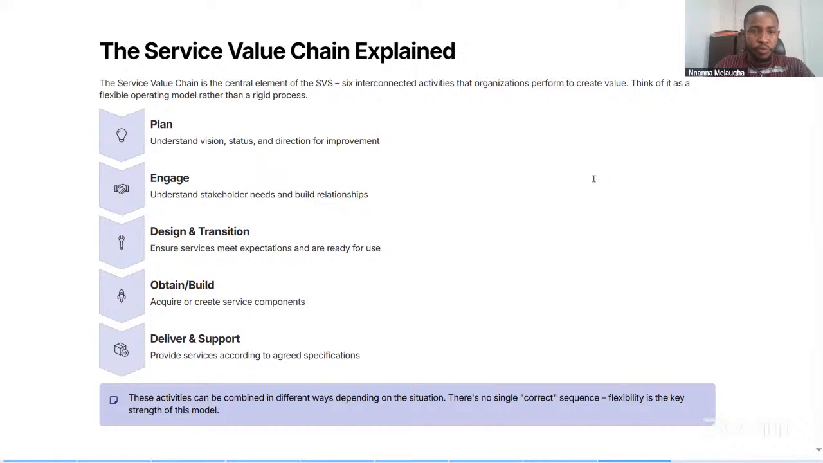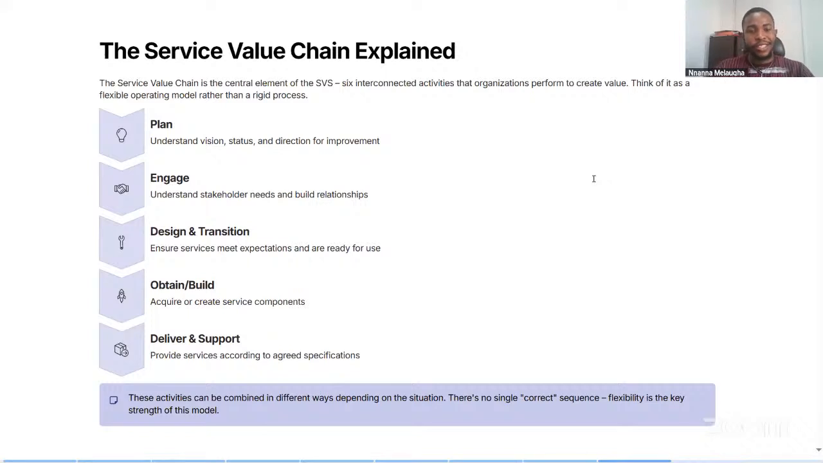So the first step could be plan. You have an issue or a series of issues in the office, for example, you're an IT professional, you need to plan, you need to understand the vision, the status and direction of improvement. You can make improvements on some previous processes in order to make solving a problem easier. Then you also engage, and this is where I talk about transparency. Engage with the stakeholder, engage with the customer, or the person you're rendering the service to, get to understand their problem. Try to make it your own, get the full scope of it.